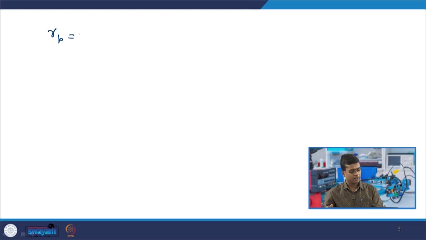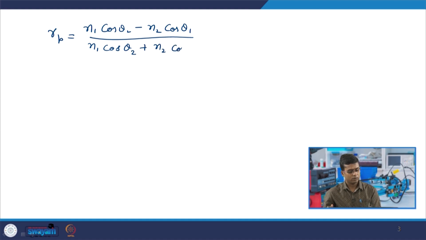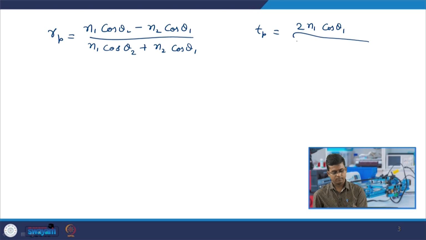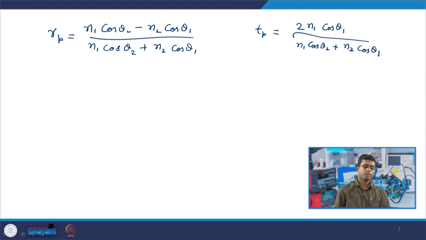So, let us see, the reflection coefficient was n1 cos theta 2 minus n2 cos theta 1 divided by n1 cos theta 2 plus n2 cos theta 1. This was the reflection coefficient, and the transmission coefficient Tp was equal to 2 n1 cos theta 1 divided by n1 cos theta 2 plus n2 cos theta 1. So, we have these two.